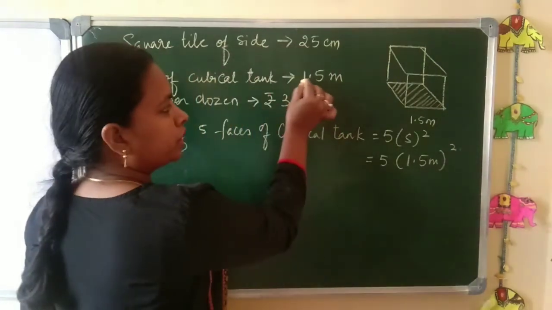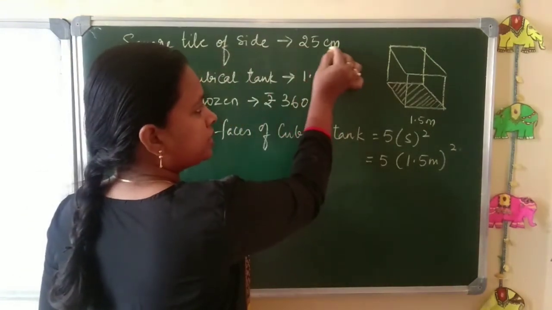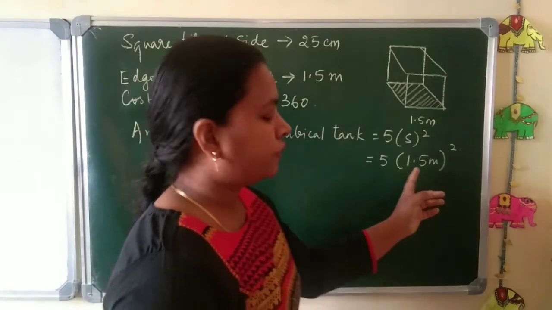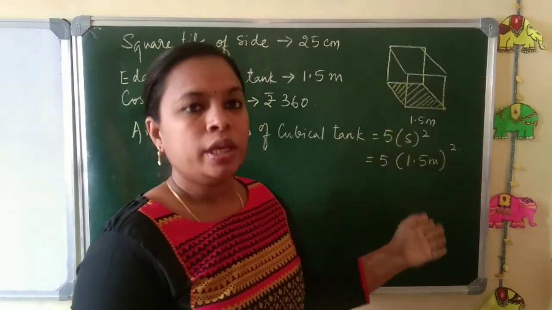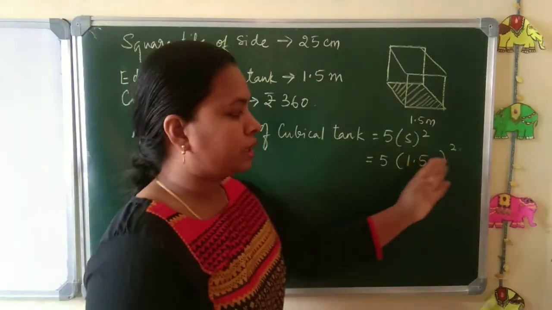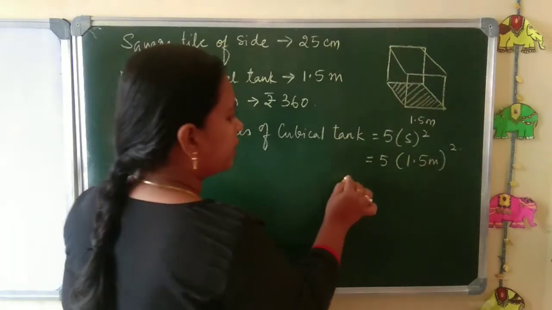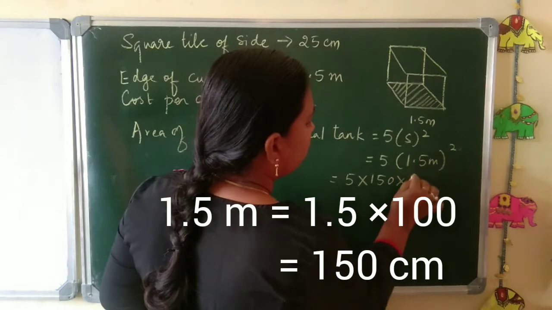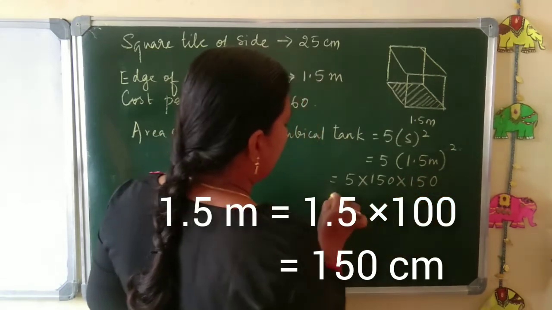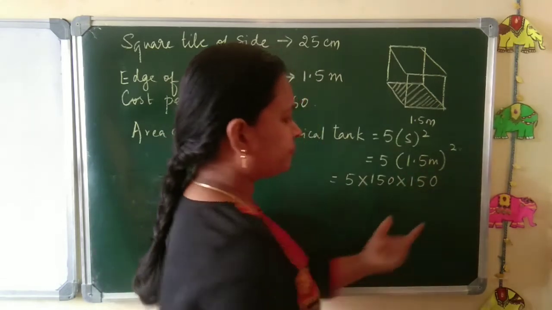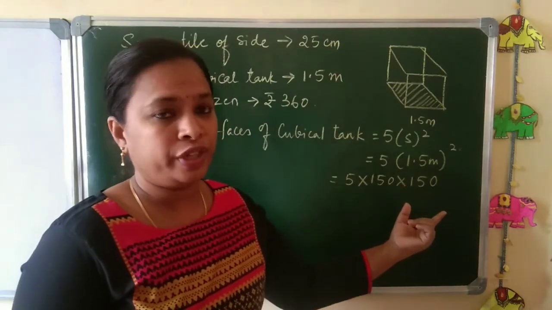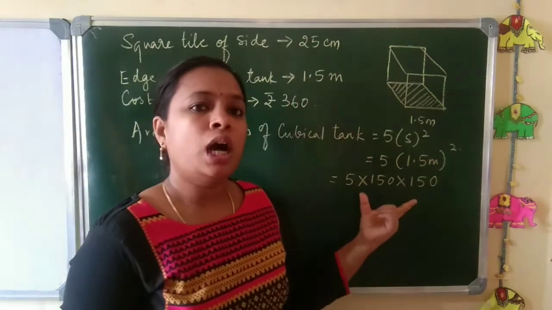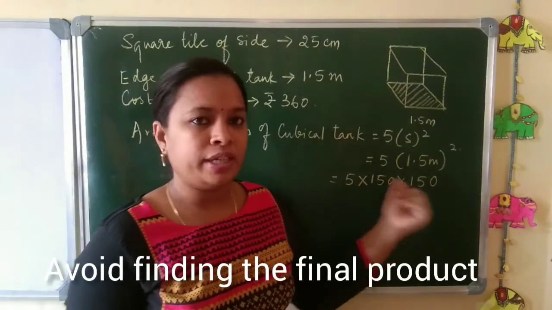As I told you, here it is in meter and here it is in centimeter. So we will convert this 1.5 meter into centimeter. When you multiply it by 100, it becomes 5 into 150 into 150. You don't need to find the final product of it. In such type of question, avoid finding the final product.